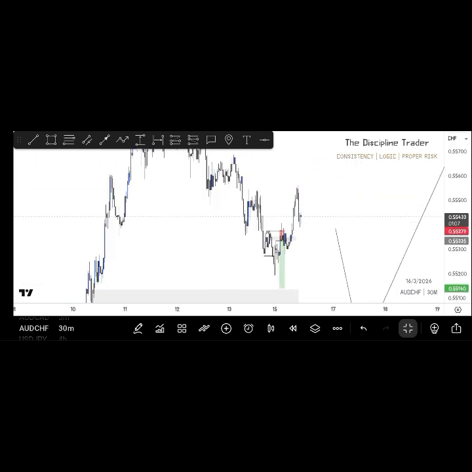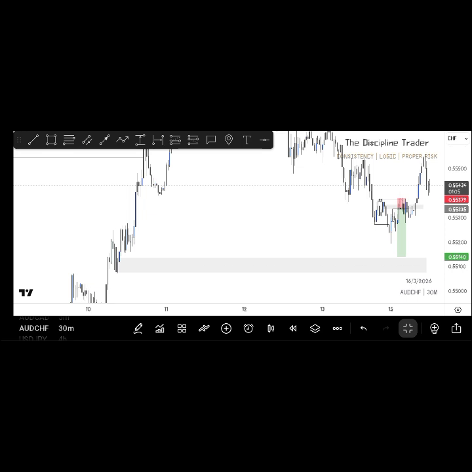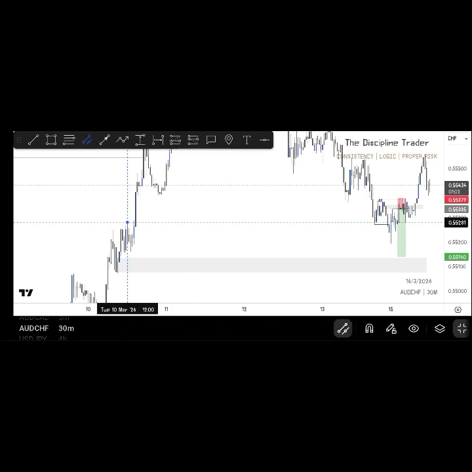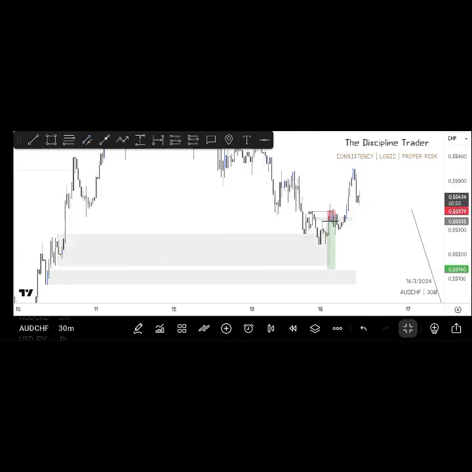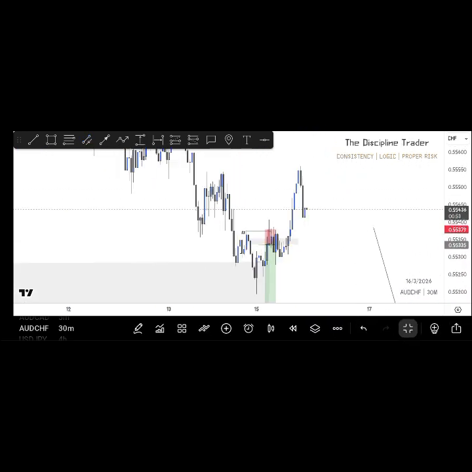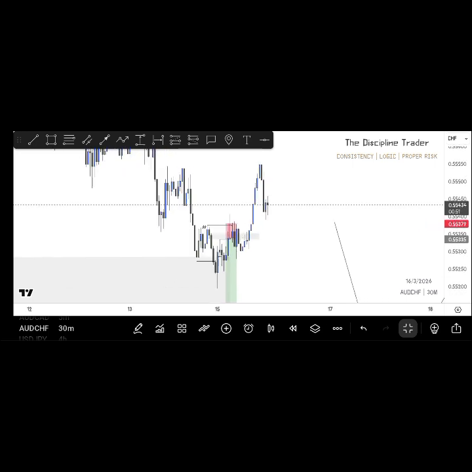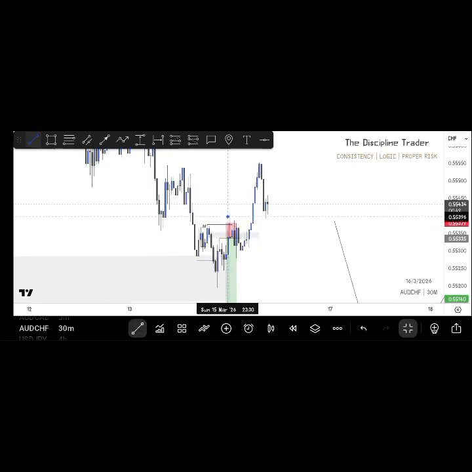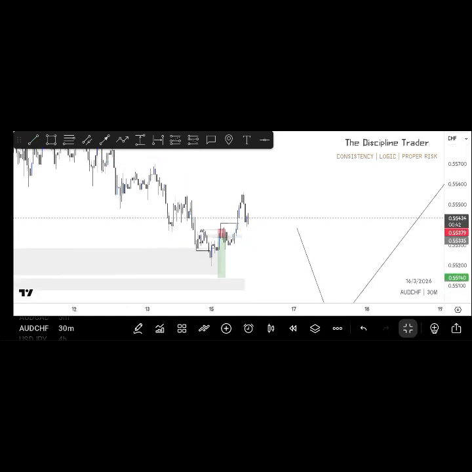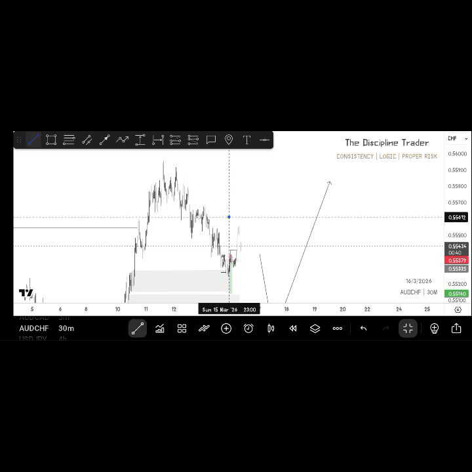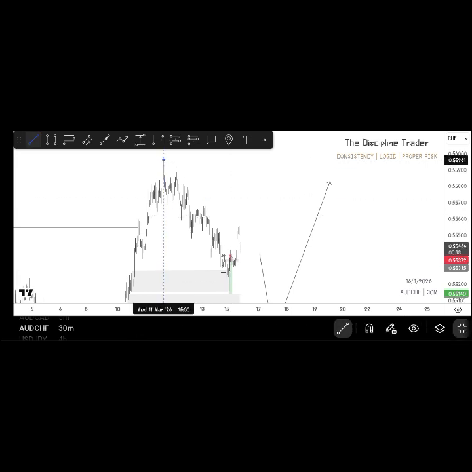Price actually mitigated our strong demand zone right here. This is our strong demand zone. So it's now starting to go up. The momentum is sharp now. If I want to look for a trade, I'll be looking for buys now. I'll be looking for buys to our next high, till price breaks our next high right here.